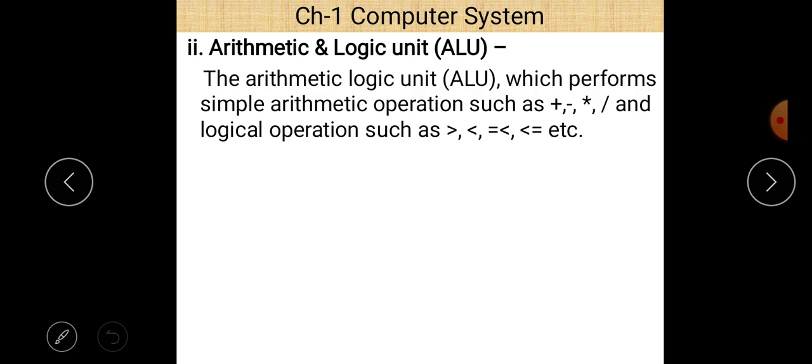Always remember that the control unit basically does not perform any type of calculation. It only controls the entire operation of the computer system, while the arithmetical and logical unit performs different types of calculation. Arithmetic and logical operations mean addition, subtraction, multiplication, division, less than, greater than, less than or equal to, greater than or equal to. So these are the operations which are categorized in the forms of arithmetical and logical operations. That's why it is called the arithmetical and logical unit.